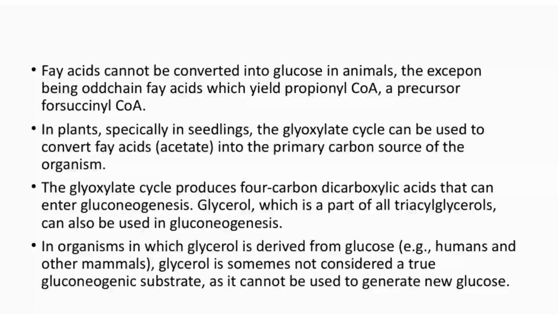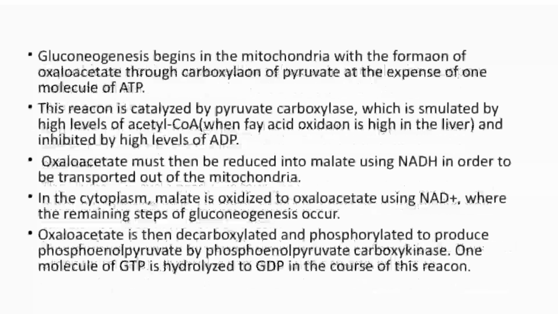It all starts with pyruvate, which undergoes a process called carboxylation to form oxaloacetate. This step requires energy, specifically one molecule of ATP. The enzyme responsible is pyruvate carboxylase, which is actually stimulated when there's high levels of acetyl-CoA, typically during active fatty acid oxidation in the liver. Conversely, if ADP levels are high, this reaction is inhibited, helping regulate the process. Now, oxaloacetate can't leave the mitochondria as it is.